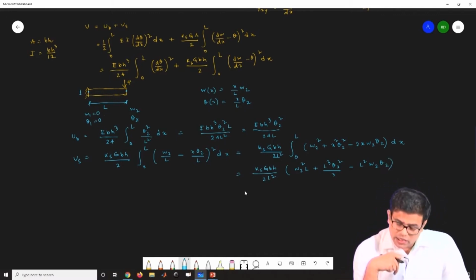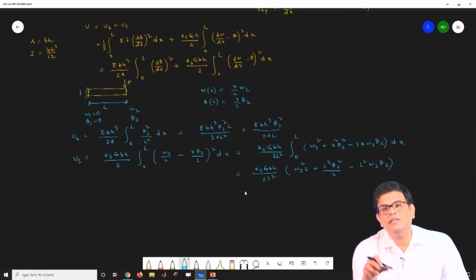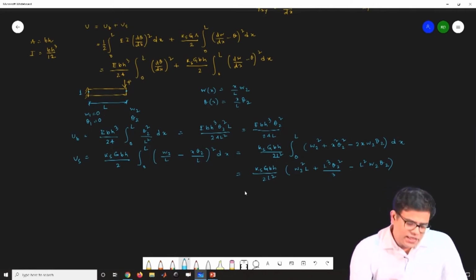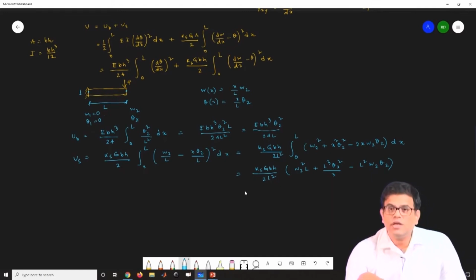Now if you look carefully, your bending strain energy has E B H cube. If the thickness H becomes less, then this energy UB is comparatively low compared to the shear strain energy, because the shear term has only H, while in the bending strain energy it is H cube, so it will be much smaller. So this actually creates the problem.